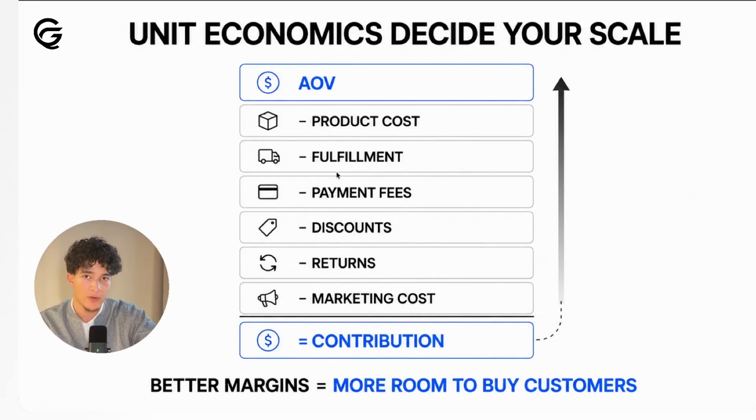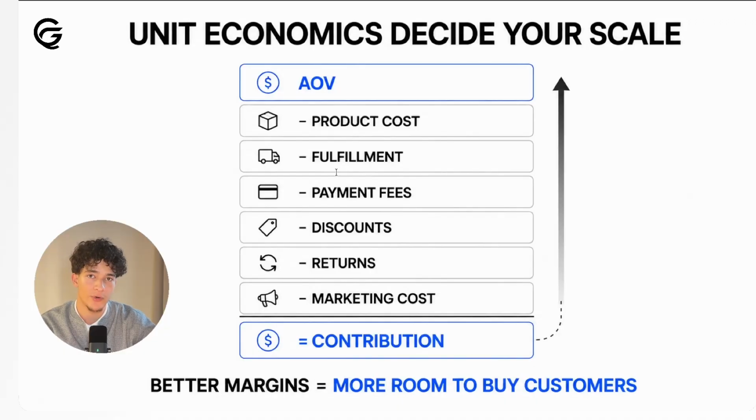For example, if your AOV is too low, you have to perform way better on your customer acquisition cost. And if you get multiple returns because your product is just bad and doesn't deliver, your ROAS target becomes completely fake because you can't optimize on it, since you see all these returns coming in, all these complaints, and suddenly you're in a negative cash flow.